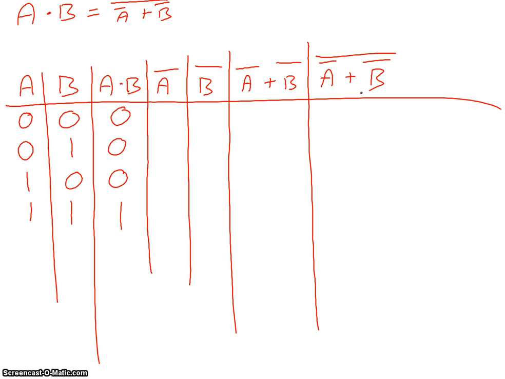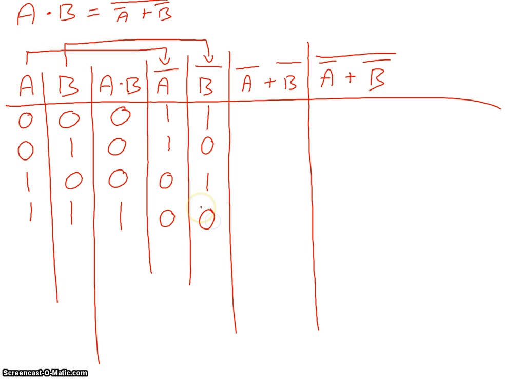So let's start filling this in then. Not A is simply our A column, but flip the bits: 1, 1, 0, 0. And our B column, we just flip the bits to get not B. So 1, 0, 1, 0. Next column, we need to OR those two together. So we take our not A and not B, and we OR those into this column. So we're going to have 1, 1, 1, 0.